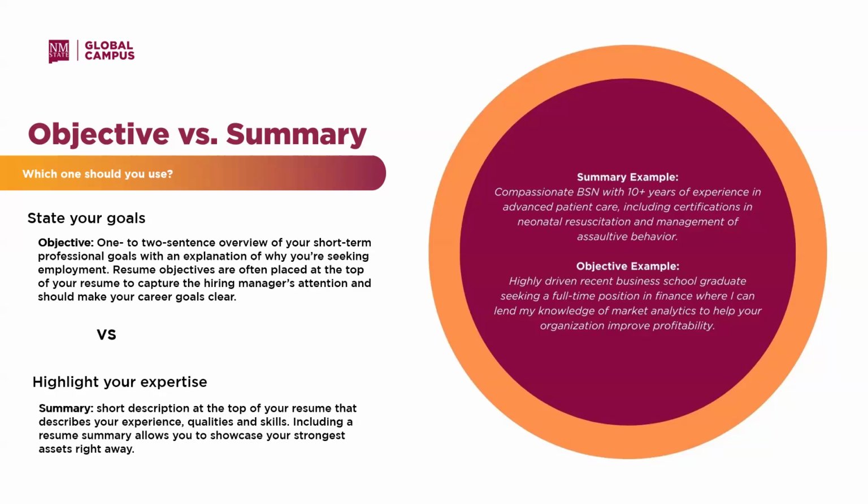So a good summary example right here in this bubble, we have a compassionate BSN with 10 years plus of experience in advanced patient care, including certifications in neonatal resuscitation and management of assaultive behavior. So this person is very knowledgeable in the medical field. They would make a great asset to me and my team if I was the hiring manager, right? But this is a good history of this person's work experience. So think of objective and summary in those literal terms.